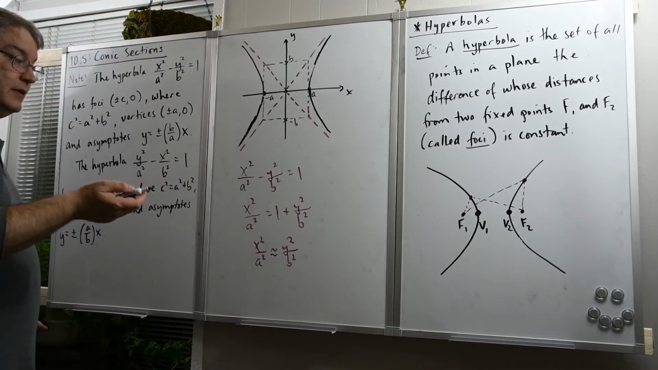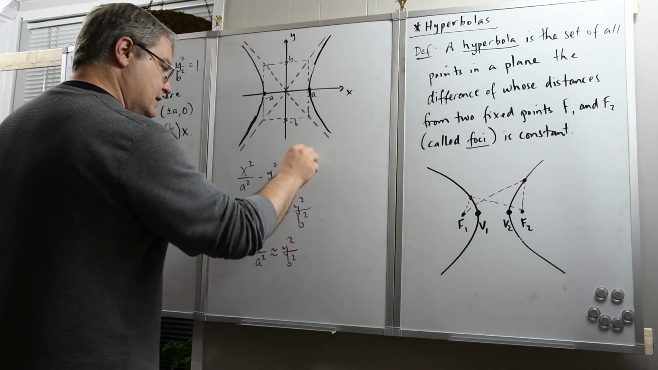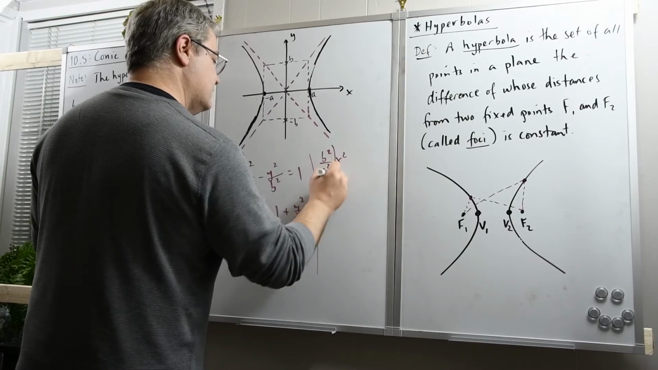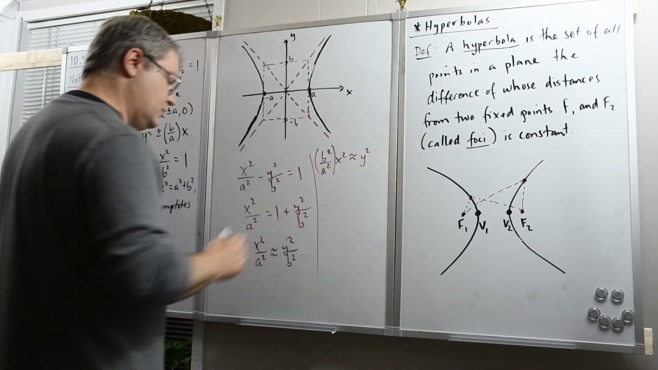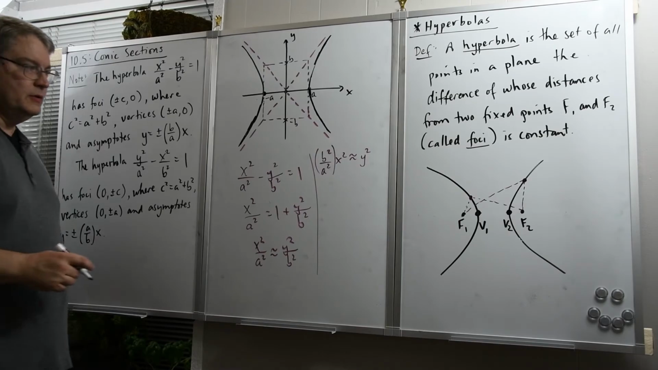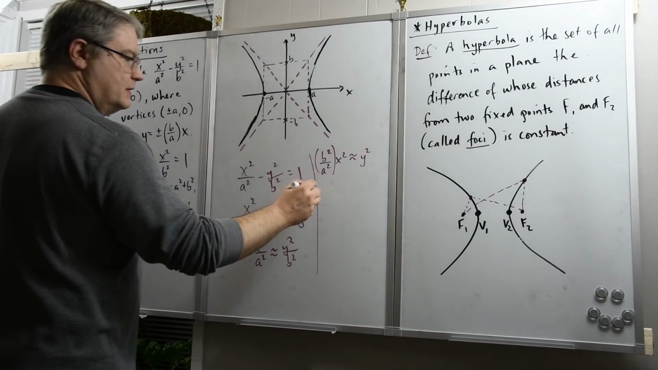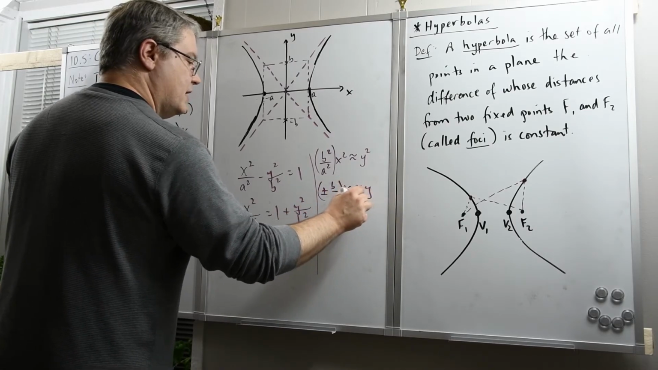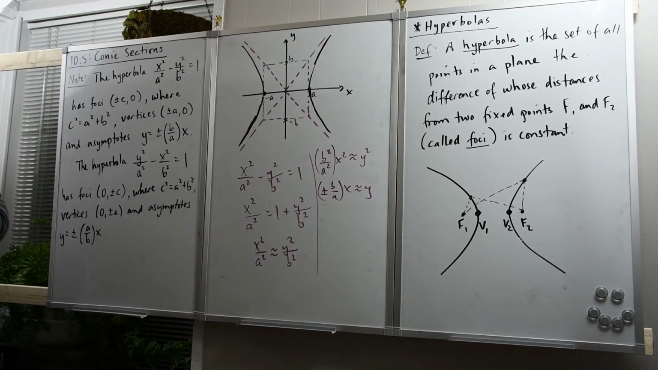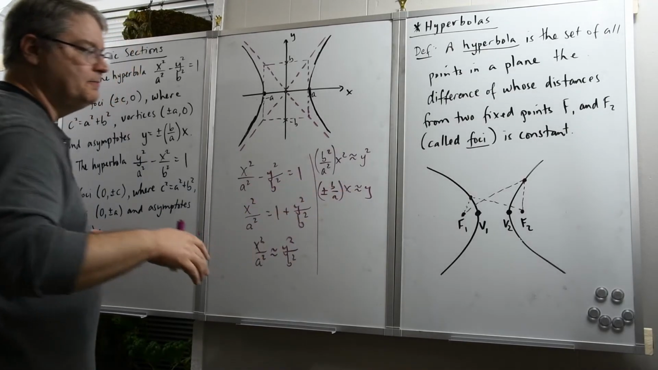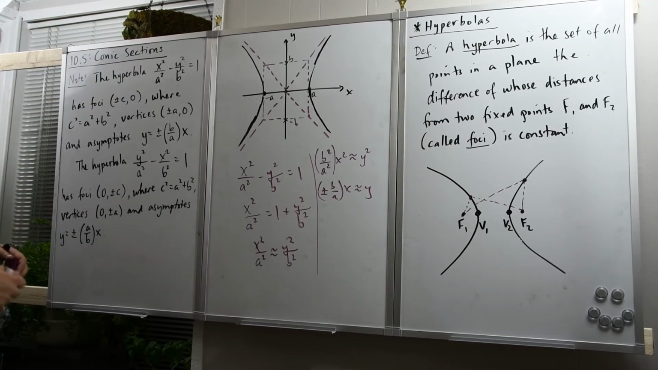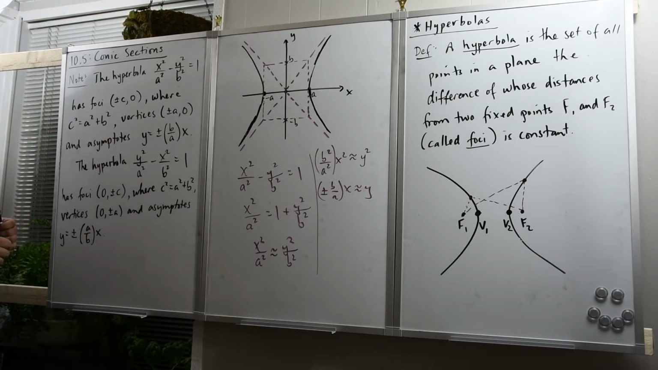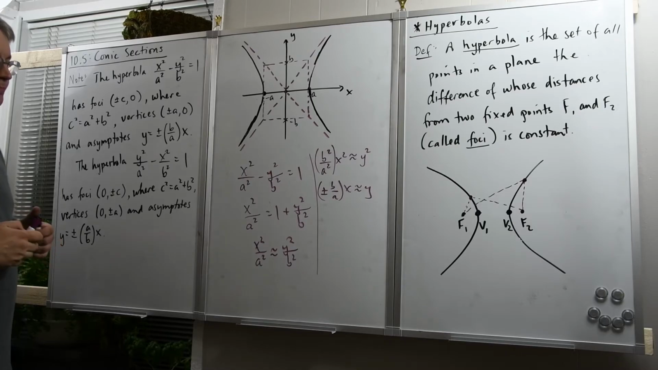Now, if you think about that, that means that your b squared over a squared times x squared will be approximately the same thing as y squared. So if you were to take the square root of this side and the square root of this side, you'd have plus or minus b over a times x approximately equal to y. And so asymptotically, as x and y get sufficiently large in absolute value, y equals plus or minus b over a times x will be the asymptotes for this graph.